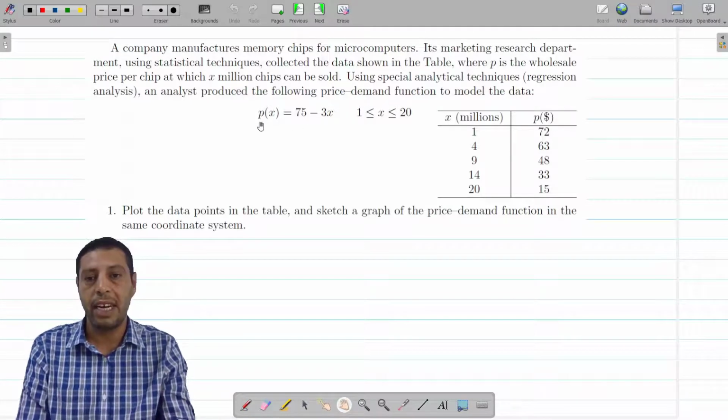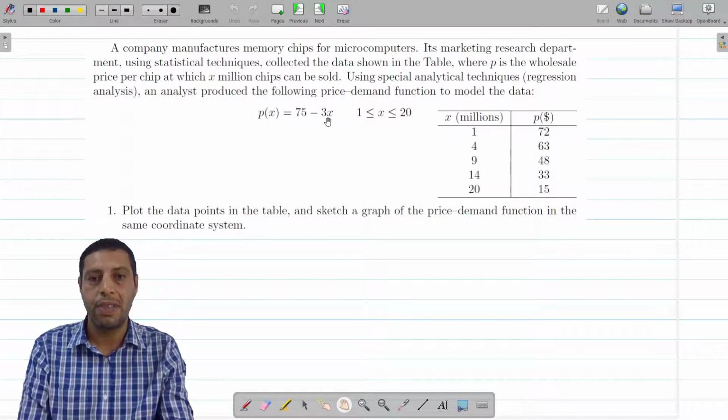So we have here an expression of the price as a function of the quantity X. This is what we call the price-demand function, and it is available only for X between 1 million and 20 million. So be careful. Our domain for the price-demand equation is the interval [1, 20] for X.